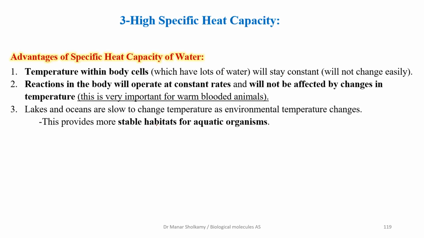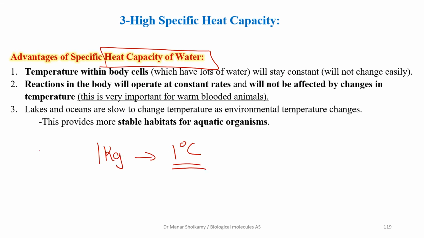Now, this is important. Advantages of water. Water has a high specific heat capacity. Did you take this in physics? Not yet. What is high specific heat capacity? This is the amount of heat needed to increase the temperature of 1 kilogram of water by 1 degree Celsius. Water has a very high specific heat capacity. What does this mean and why is that?